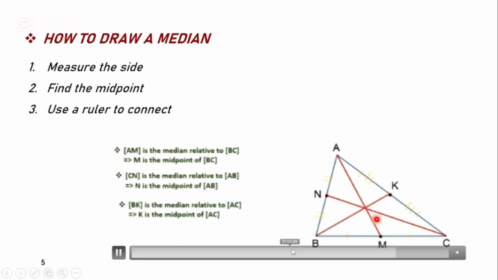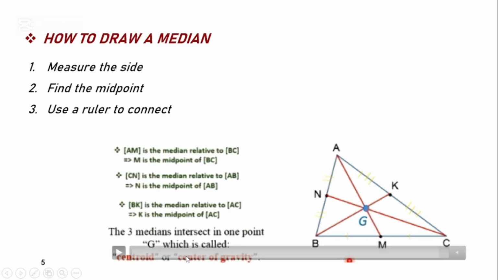Now, what happened? The 3 medians intersect at one point. This point G is called centroid or center of gravity. So the point of intersection of the 3 medians in any triangle is called centroid or center of gravity.